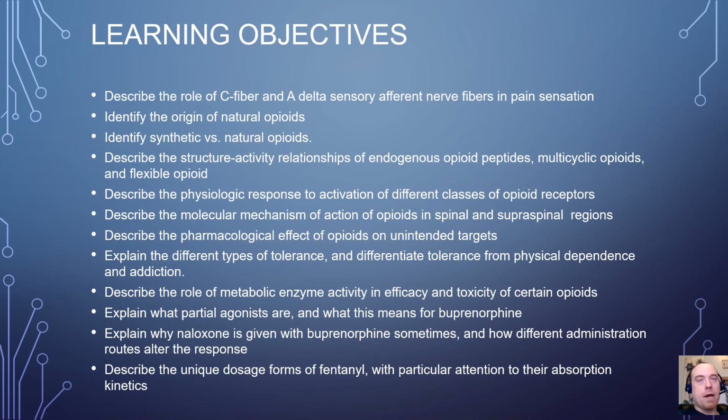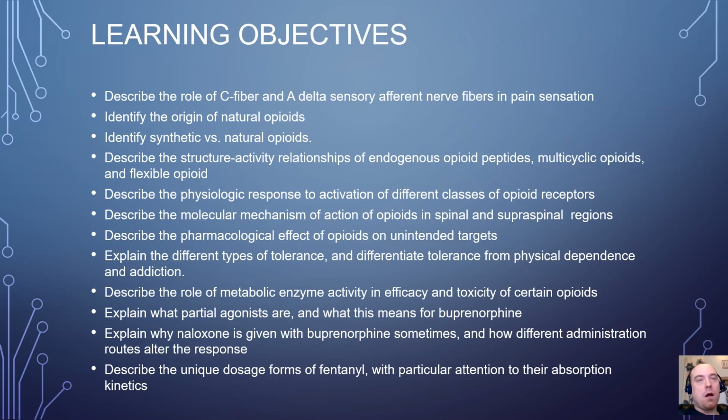Describe the molecular mechanism of action of opioids in spinal and supraspinal regions. What I really mean is what's happening at the level of the neuron, because that's primarily what we're affecting. How do we influence the channels there, receptors, release of neurotransmitters? So how is that all working there? We'll talk about that. Describe the pharmacological effect of opioids on unintended targets, such as, for example, SSRI effects, SNRI effects, so affecting serotonin and norepinephrine, for example.